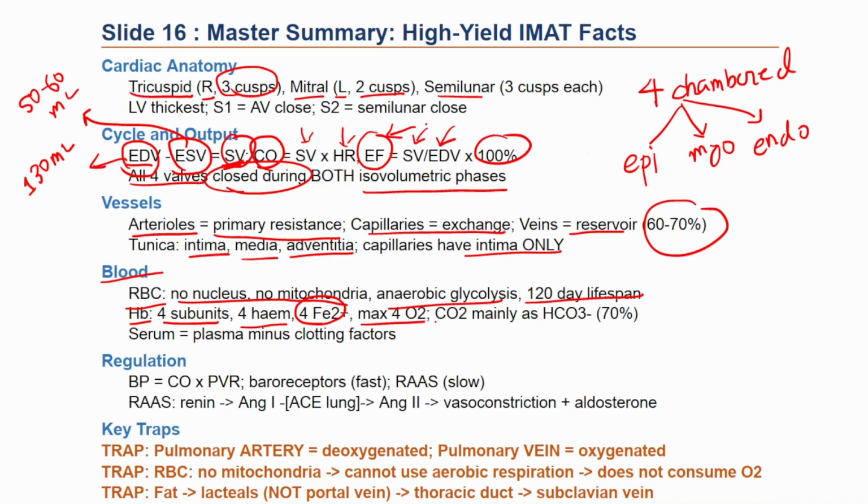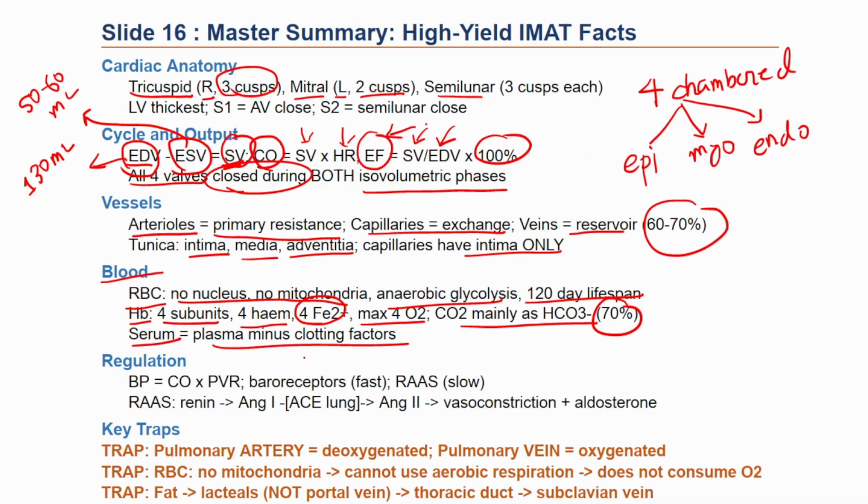While oxygen binds directly to hemoglobin, carbon dioxide travels differently. About 70% of it is converted and transported in the blood as bicarbonate ions. Finally, remember a quick biochemical distinction. Serum is simply blood plasma with the clotting factors removed.